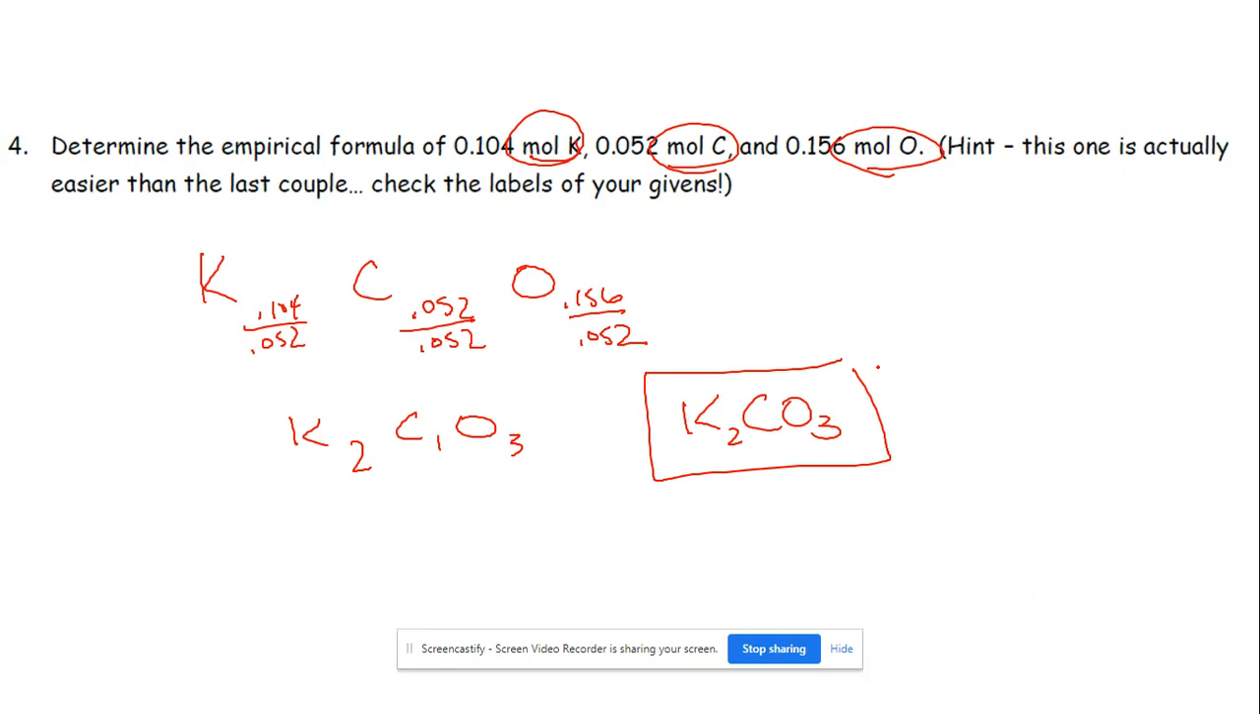That's our empirical formula. Next video is going to be how to turn empirical formulae into molecular formulae. But for now, this is all we've got.